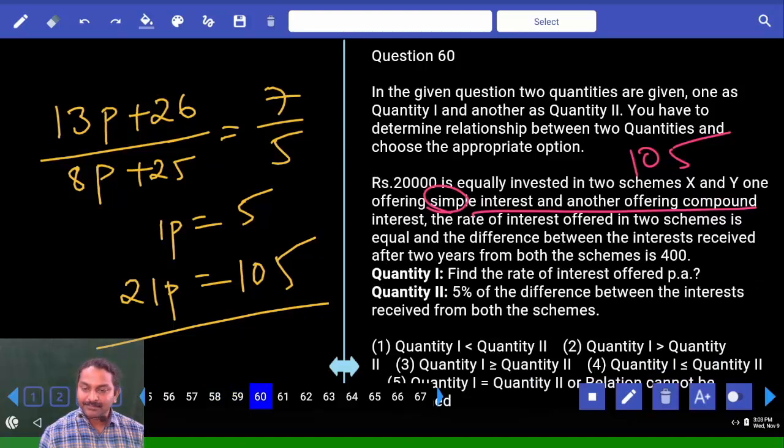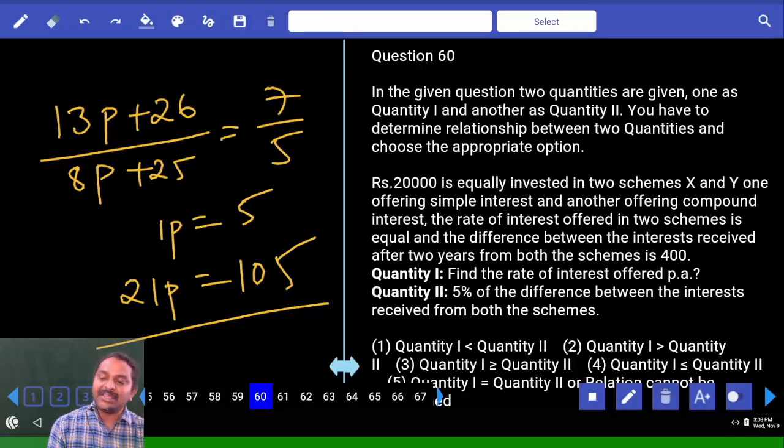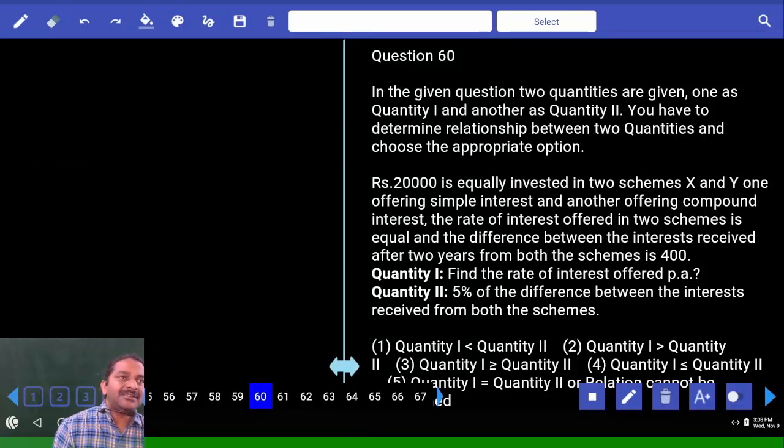20,000 is equally invested in two schemes X and Y. So in scheme X, how much is invested? 10,000.